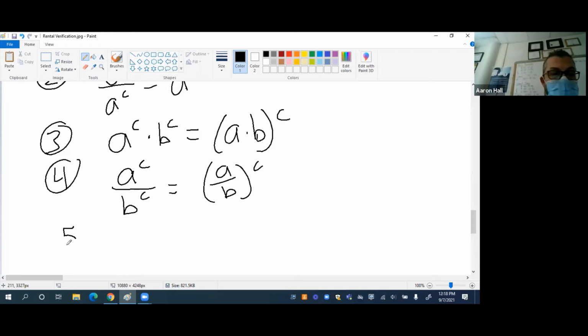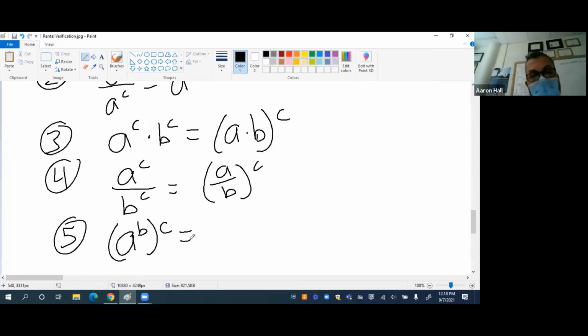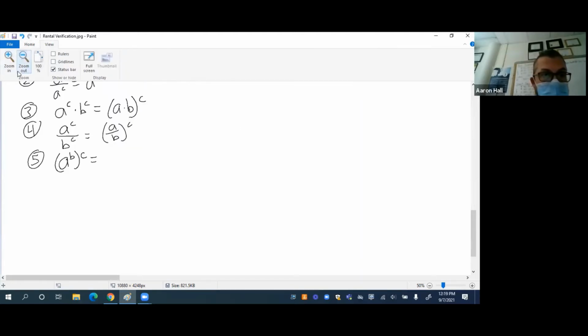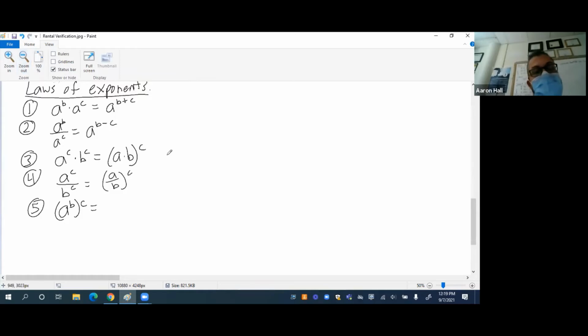Number 5. If I have a to the power of b to the power of c, how do we put those together? You multiply the exponents. Some students get number 5 confused with number 1. How are 5 and 1 different? When we multiply, we add, but if we look at what we started with, one has two bases and we're multiplying, the other just has one.